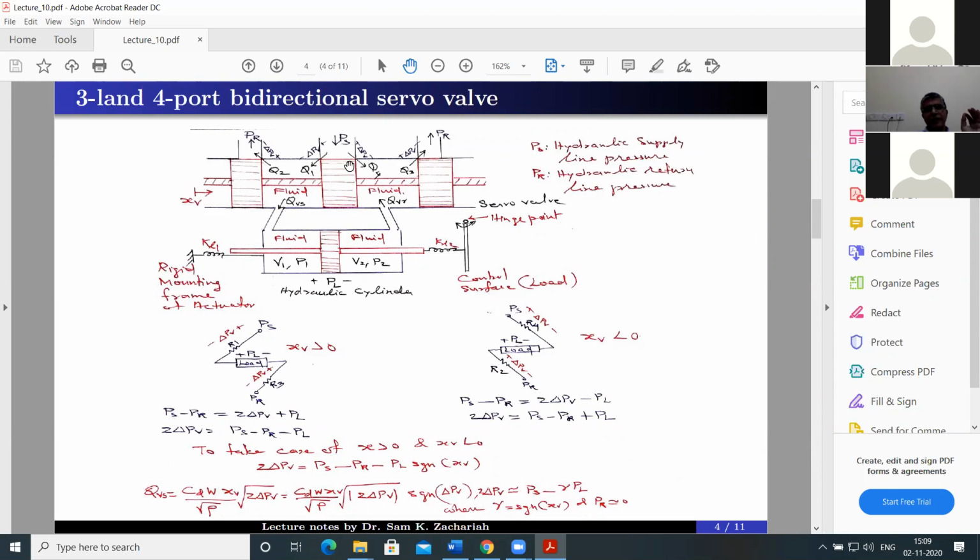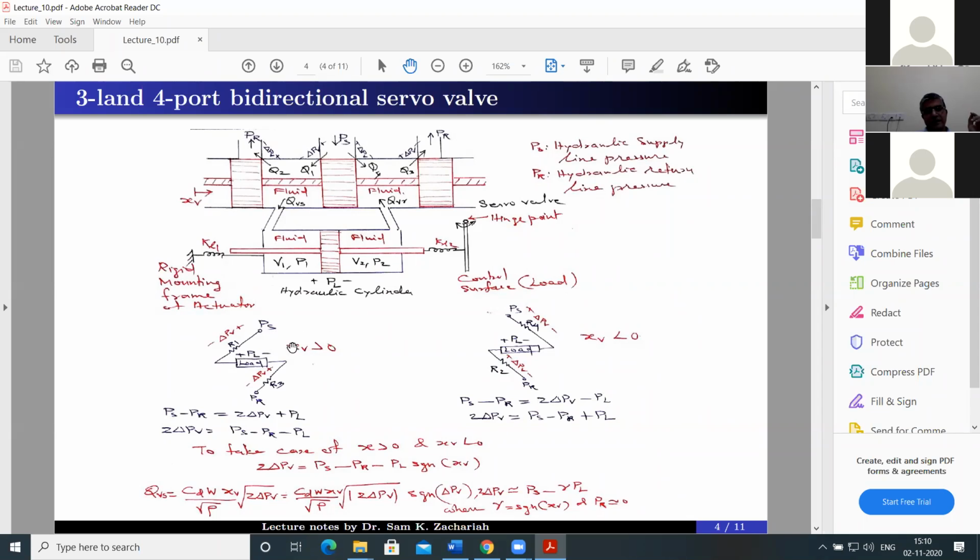That is, the width of the land is exactly equal to the width of the opening here. And at xv equal to 0, all these opening values are 0. When xv is moving, that is, pushed towards the positive side, Q1 and Q3 will open from 0. And when xv is negative, that is, when the spool is pushed towards the negative side, Q2 and Q4 will open from the 0 value. So we can analyze the flow under 2 cases: one is xv greater than 0, another is xv less than 0.